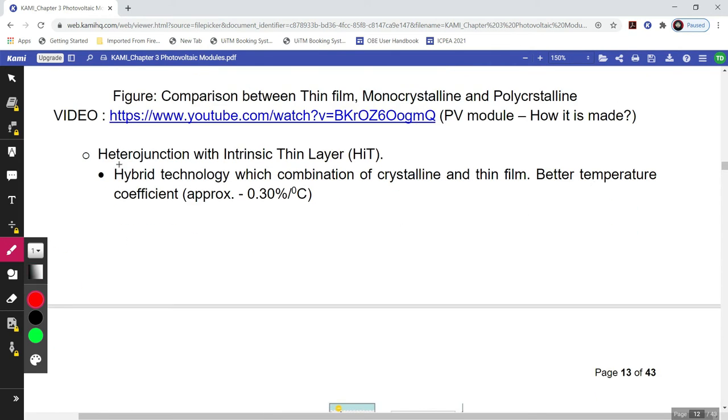Okay, another one is HIT, heterojunction with intrinsic thin layer. The first company that introduced this HIT is Panasonic. It is a hybrid technology, a combination of crystalline and thin film. Crystalline has more power, and thin film has more power when the temperature is increased. It has a better temperature coefficient; for example here, the power will reduce by approximately 0.30% per degree Celsius.